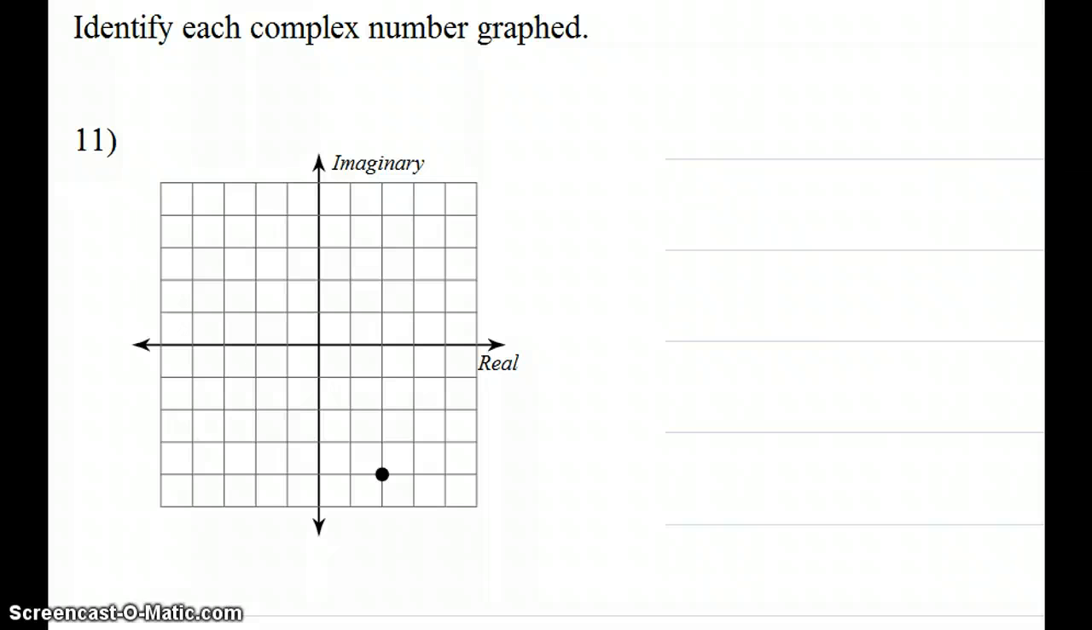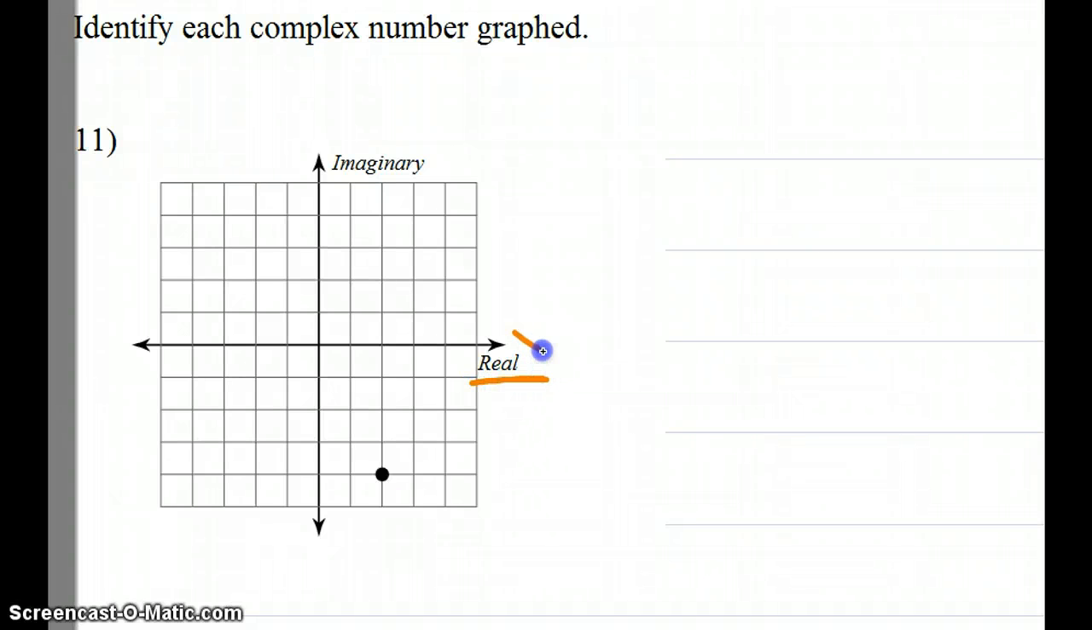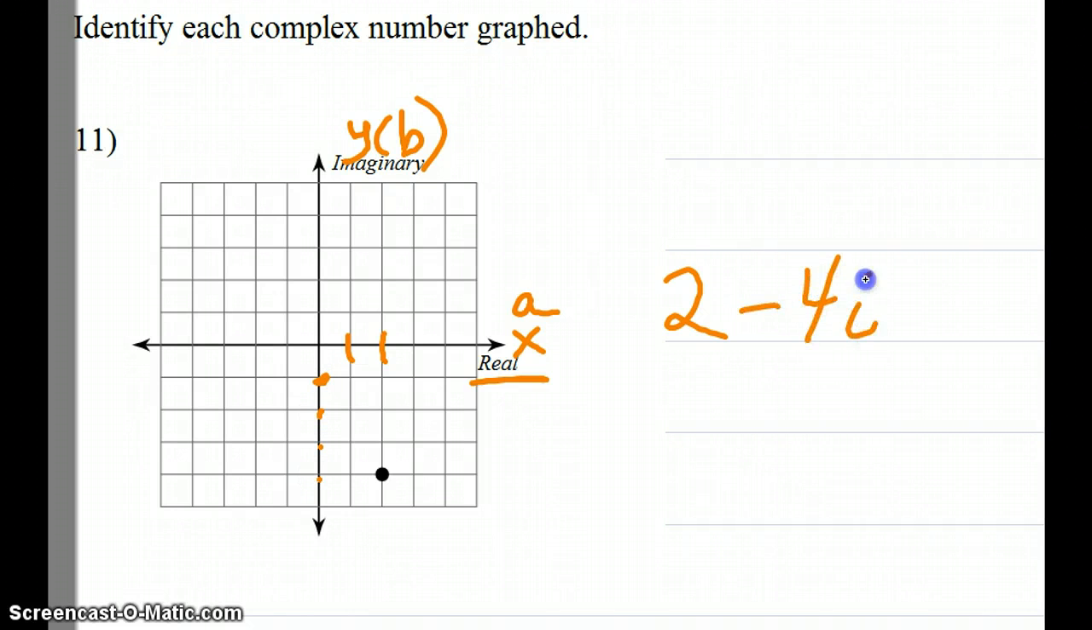Going the opposite way, let's try to see if we can read what this point is. So again, remember, this is the real, this is your X, or typically what we call our A, this is our Y, or in a complex system, this is what we call our imaginary part, or our B. So if we go over 2 in the real direction, that'll be our 2, our real point. If we come down here, 1, 2, 3, 4, -4, that's our imaginary number.